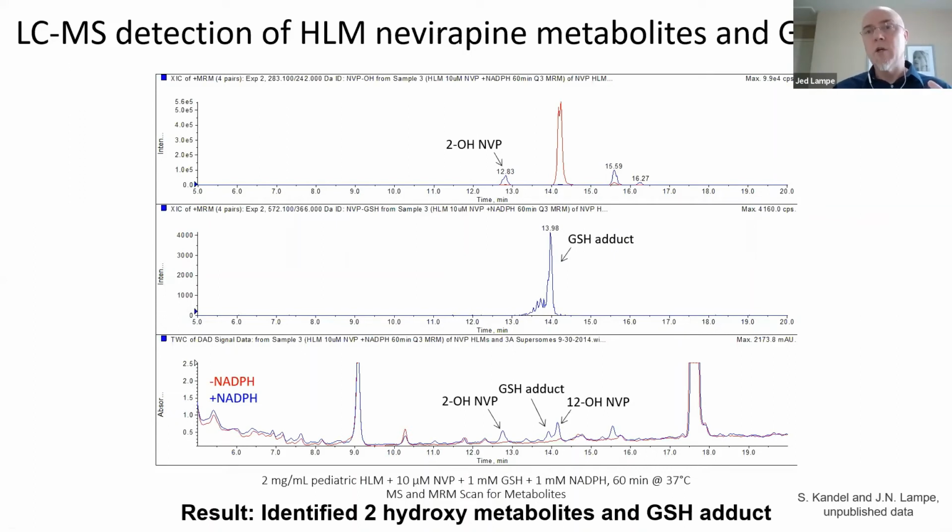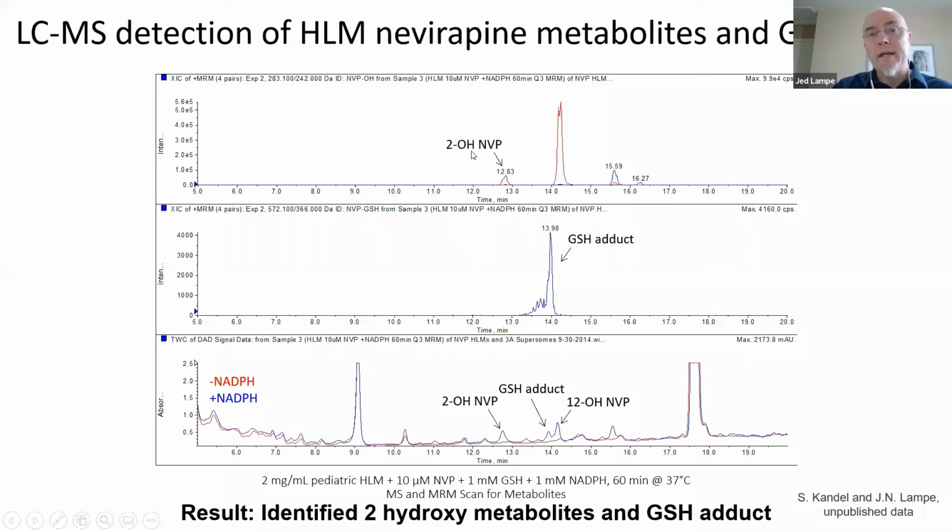So sometimes you can see metabolism with purified enzyme. It might not really be reflective of what's happening in the liver. Now, unfortunately, or fortunately, we can't take people's livers and just do metabolic studies on them. So we have to rely on donor livers. And so from donor livers, we can make human liver microsomes. And in fact, we had a donor liver from a 6-month-old that we were able to make human liver microsomes from and do the incubation of nevirapine with human liver microsomes.